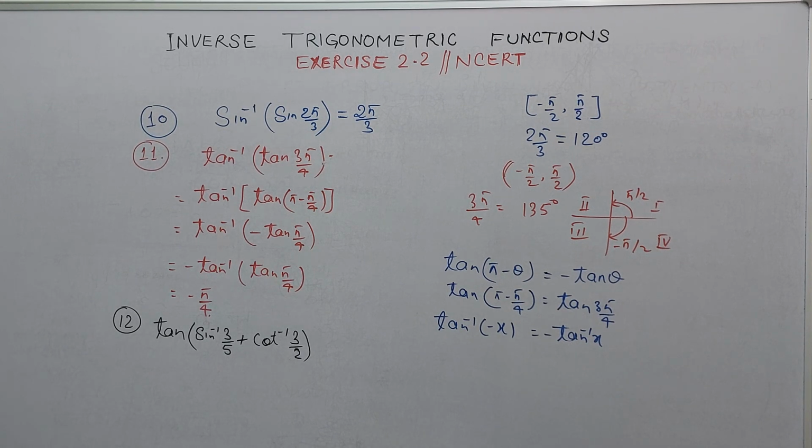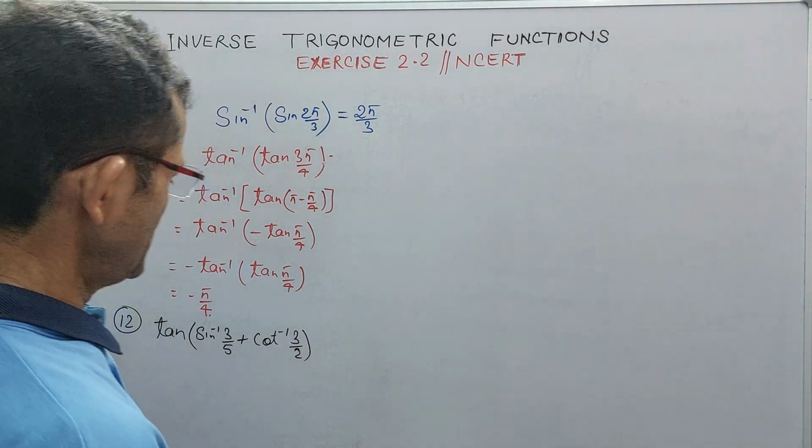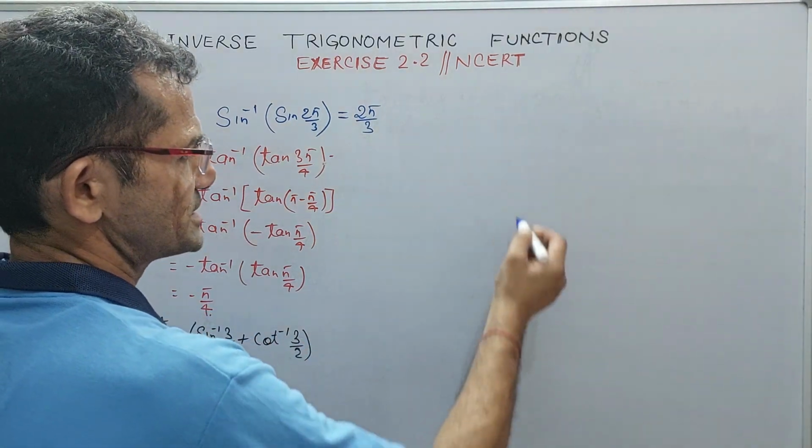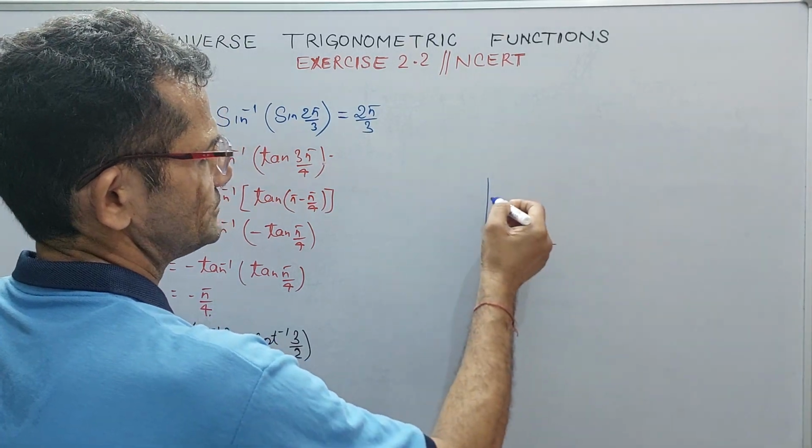So now in this question, we will utilize here... yes sir, this is a very important question. First of all, we have to change sine inverse to tan inverse and cot inverse to tan inverse. Now how to change this one? Using the triangle. So make a triangle here. This is a right triangle.